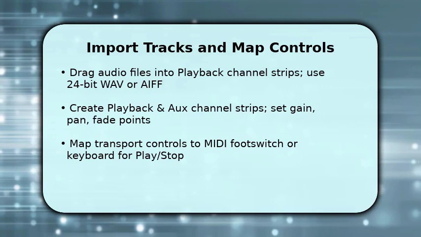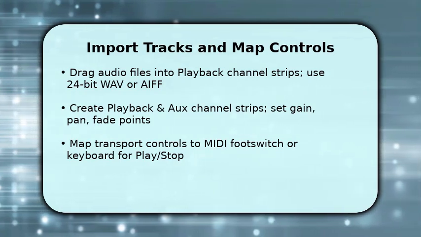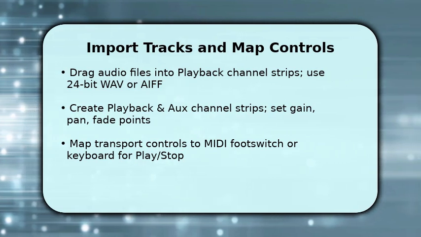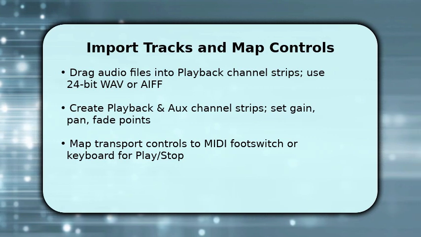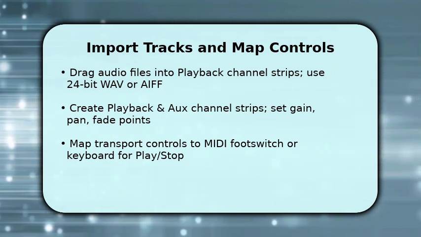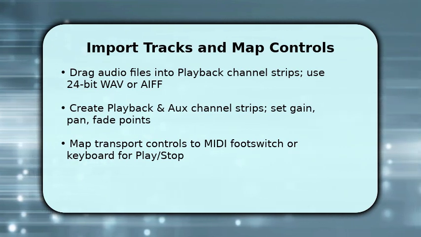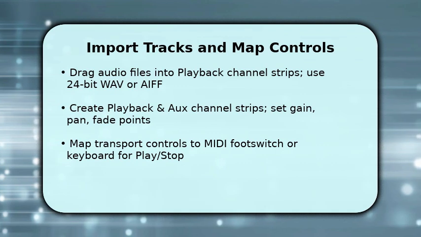Now import your backing tracks. Drag WAV or AIF files onto playback channel strips and name them clearly. You'll want separate playback strips per track so you can control volume, pan, and crossfade independently. Once loaded, add aux strips for click, monitor mixes, or subgroups and route track outputs to those buses.